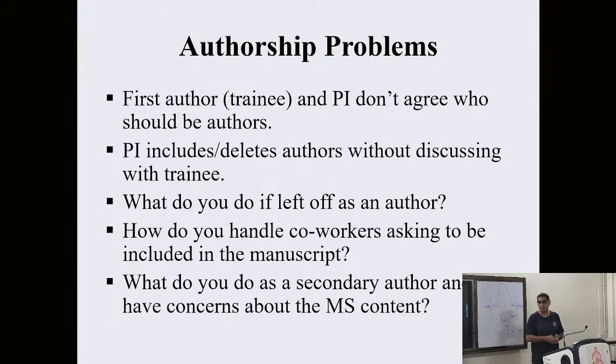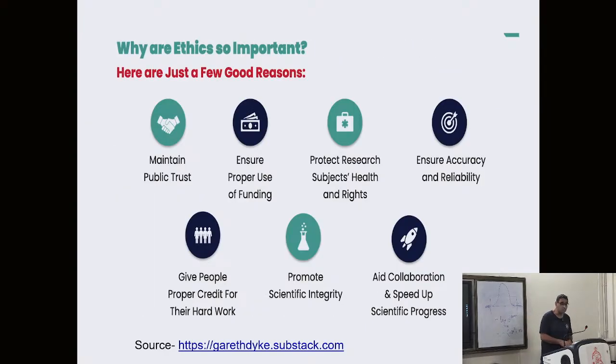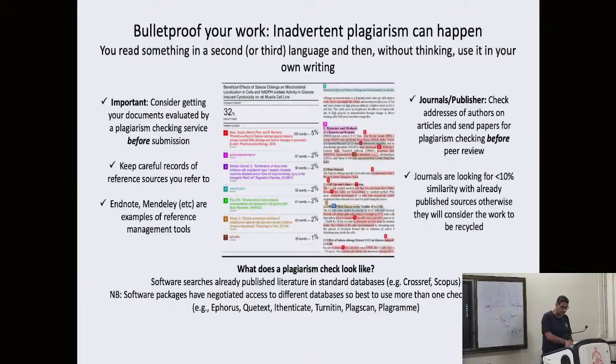Sometimes it is a big problem. You worked with two people, they helped you, and your supervisor or mentor didn't make them co-authors. Then what do you do as a secondary author if you have concerns about the manuscript content? These are a few questions. So you have to follow the ethics and try to resolve all these issues, and this is important for public trust, proper use of funding, protecting research subjects' health and rights, ensuring accuracy, reliability, collaboration and scientific progress, and giving people the credit. I told you about the acknowledgement.